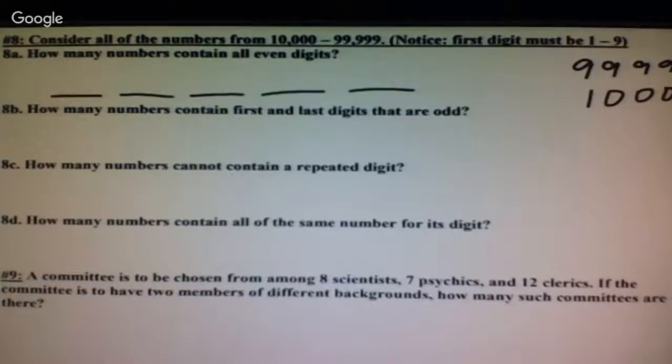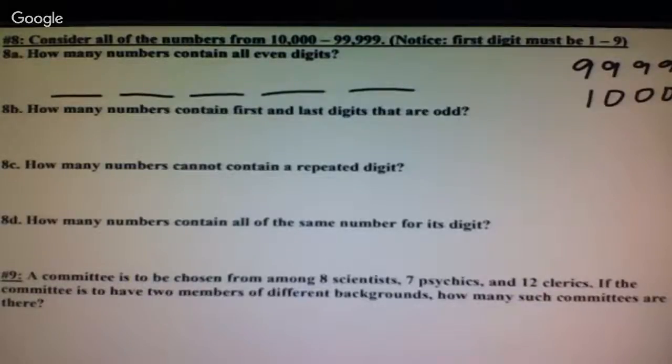A 0. This first number can never ever be a 0, because if I make that a 0, it actually goes down to a 4-digit number. It does not count. It doesn't have a value. So the first number can never ever be a 0.